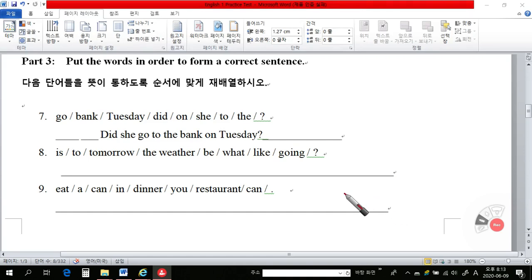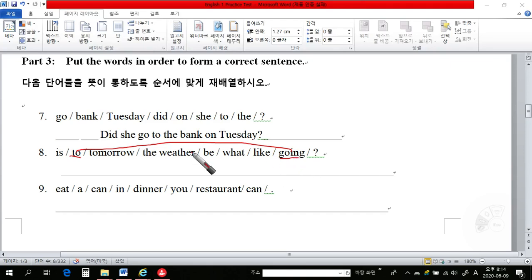All right, number 8, from Unit 12, we're looking at the future tense. In fact, the key word is tomorrow. We're looking at not just the distant future, but tomorrow. So what do we got here? "Is to tomorrow, the weather, be what like going." Again, we're talking about tomorrow. I think we can see the structure here, going and to. Those are what I would call a cluster. There's a strong collocation between those two words.